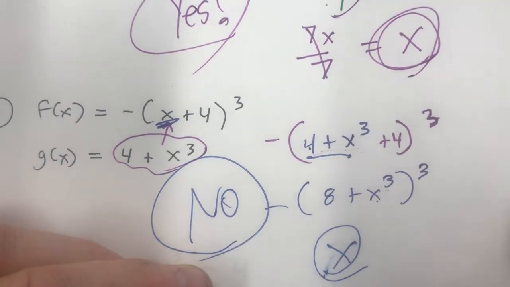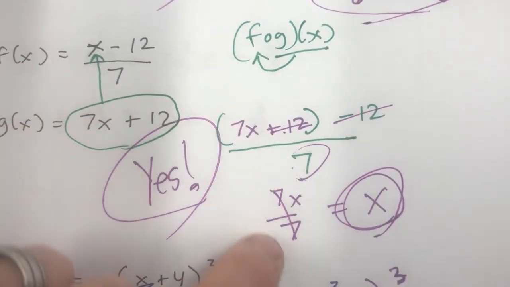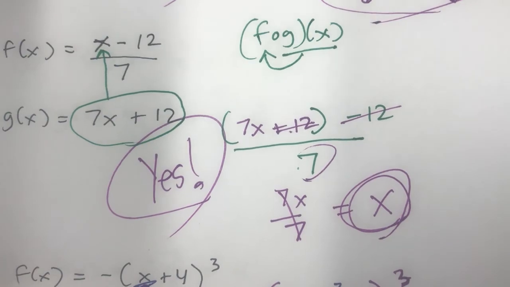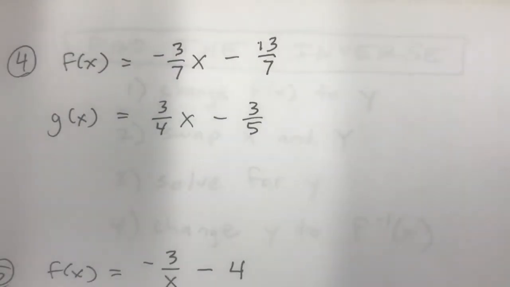See, it's not falling in place. It should just fall right in place like this one did. Things will just cancel, and I get x. Okay, let's go to number 4 here.